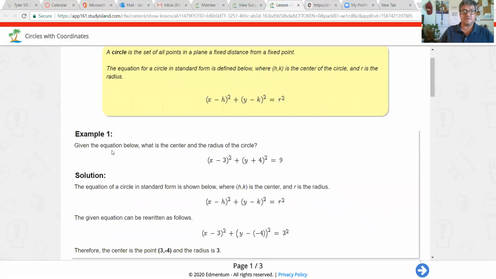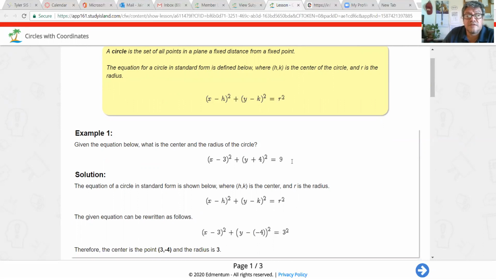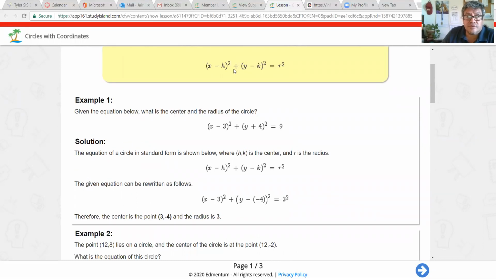It says, given the equation below, what is the center and the radius of the circle? So look at the equation right here in the yellow, and then look at the problem that they threw out here, which is (x - 3)² + (y + 4)² = 9. So you substitute the h and the k for the 3 and the negative 4. Keep in mind that you've got negatives inside the parentheses.